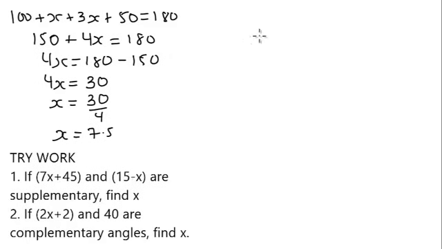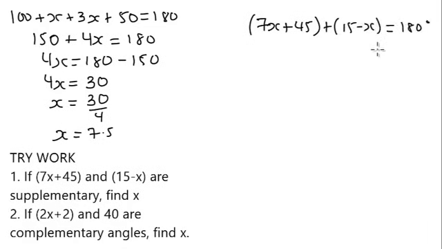And so quickly we add the two angles. And so we are going to have 7x plus 45 in brackets plus what? 15 minus x, and this will give us 180 degrees. Now from here, let's expand the bracket to get 7x plus 45 plus 15 minus x is equal to 180 degrees. And so over here we can simplify.